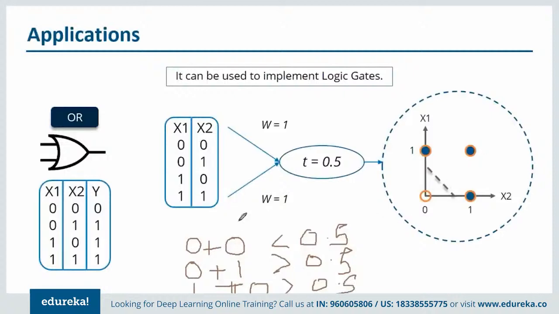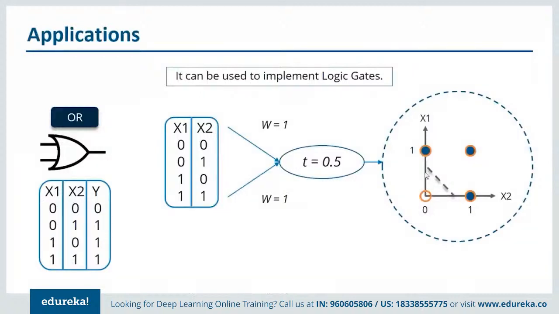When I talk about 1, 1, then our output will be 2, which is greater than 0.5. So we get an output that is 1. And this is how we get this graph. And now if you notice, with the help of the single layer perceptron, we are able to classify the ones and zeros. So this line, anything above this line is actually 1, and anything below this line, we have zeros. So this is how we are able to implement the OR gate.